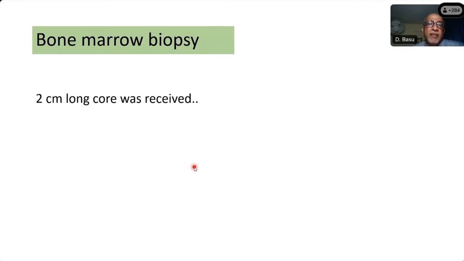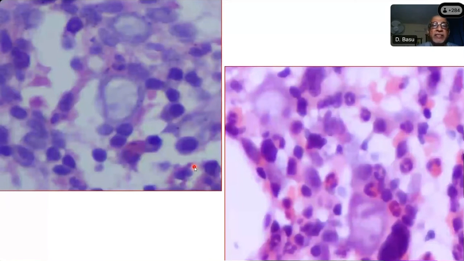So, along with that, the bone marrow biopsy was also received. As always, they are complementary to each other. We try to do it at the same setting. We received a 2 centimeter long core. And again, these slides were sent to you. Sir. What do you see here, Ritu?